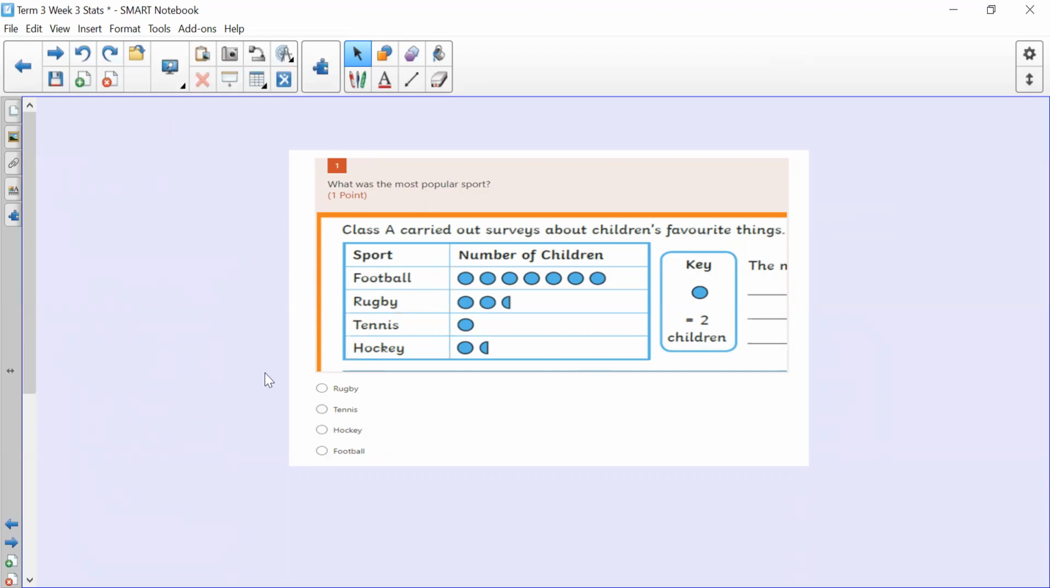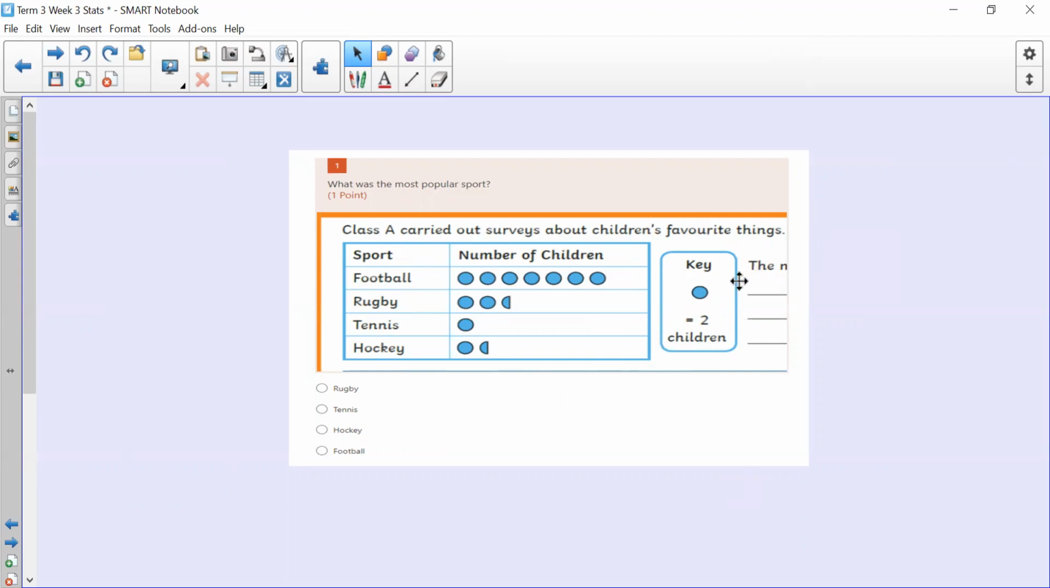The main thing is you are doing your learning, you're using your brain to interpret the data, okay? So before you start any of the questions, you need to really carefully look at the pictogram. Take it all in. So Class A carried out surveys about children's favourite things. So here we have the sport, then we have the different sports, the different options they were given, and here it says number of children.